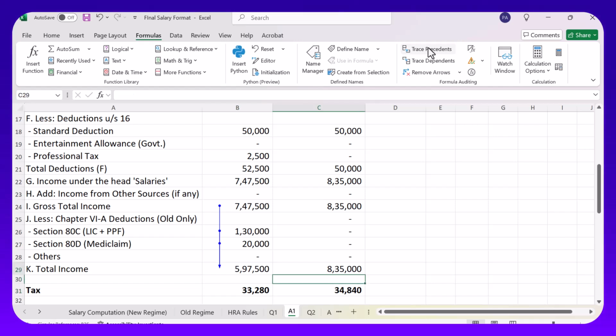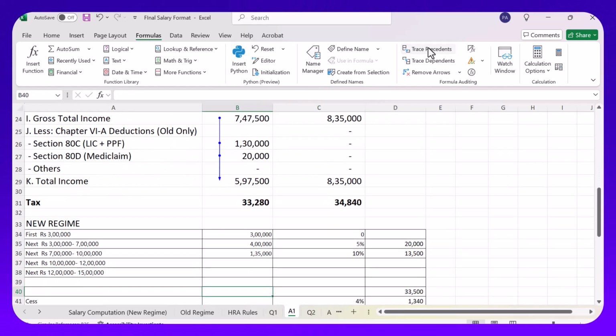Now, I told you under the new scheme, you have to pay a lower percentage of tax, so it is coming to 34,000. Under the old scheme, you have to pay more tax on a small income, so it comes to 33,000. Now you have calculated the tax for both. So I'll just show you here.